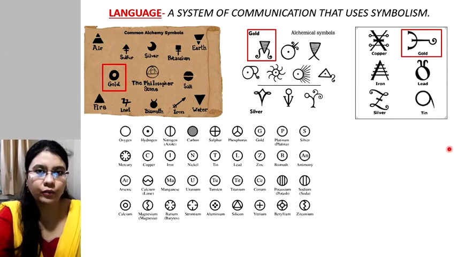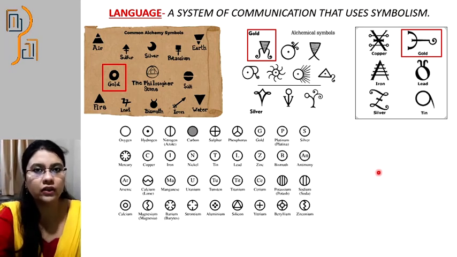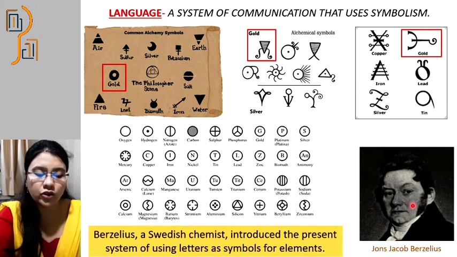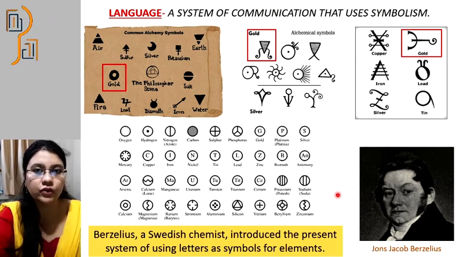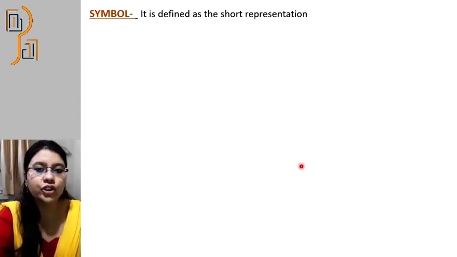Then Dalton brought up his own system of symbolism, which had its own set of pros and cons. But the cons always dominated the pros. Hence, this system was also abolished. Then a Swedish chemist, Johannes Jacob Berzelius, introduced the system of using letters as symbols for elements. The present system that we are using today was introduced by Berzelius. So, a symbol can be defined as the short representation for the full name of an element.